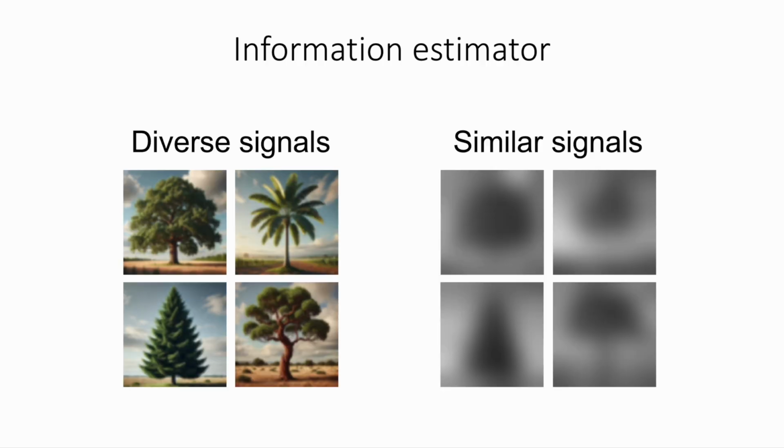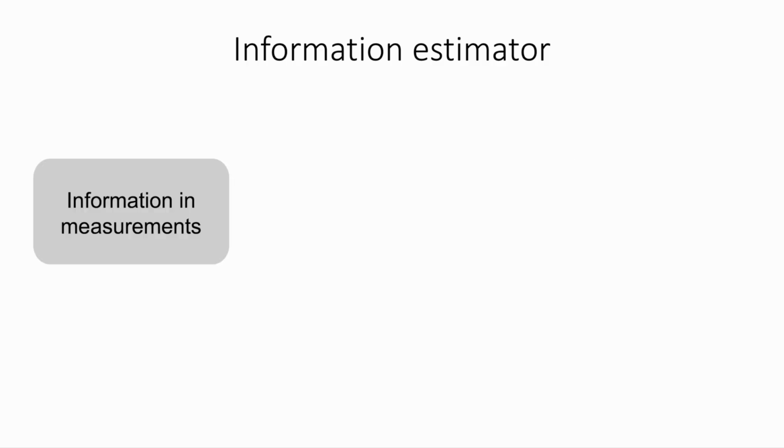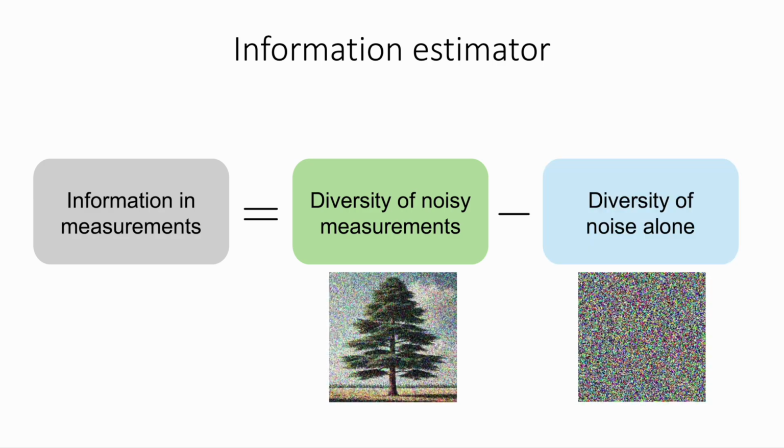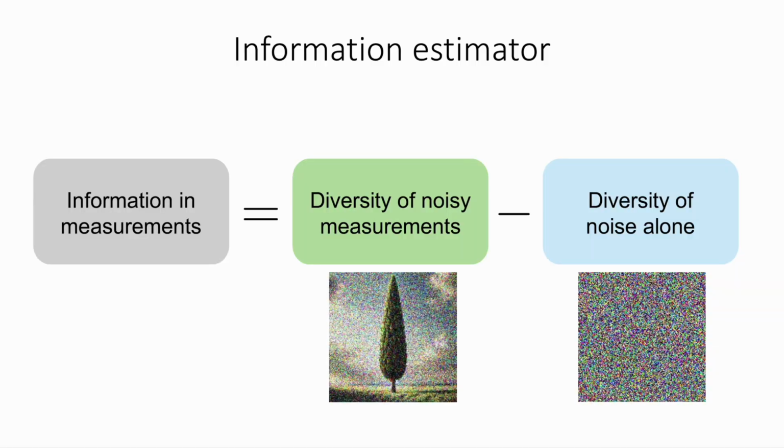Here's how our estimator works. Information depends on diversity. More diverse signals can carry more information about the object. However, the diversity of measurements can come from either the object or from noise. So our approach first estimates the total diversity in the measurements, and then subtracts away the diversity from noise alone.